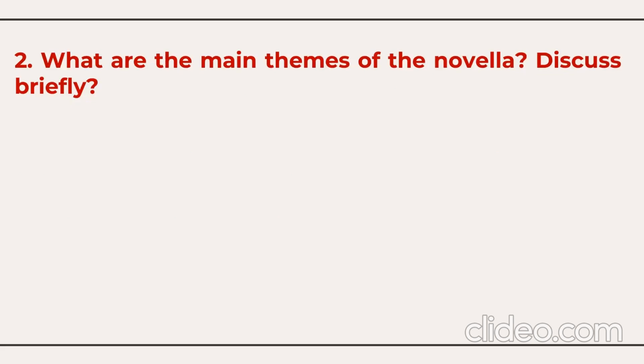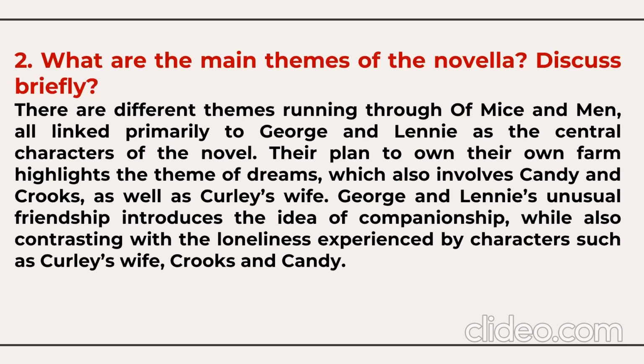Now, the second question: what are the main themes of the novella? Discuss briefly. There are different themes running through Of Mice and Men, all linked primarily to George and Lenny as the central characters. Their plan to own their own farm highlights a theme of dreams, which also involves Candy and Crooks, as well as Curly's wife. George and Lenny's unusual friendship introduces the idea of companionship while also contrasting with the loneliness experienced by characters such as Curly's wife, Crooks, and Candy.